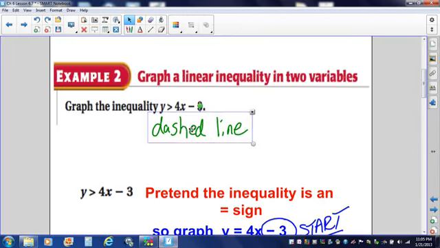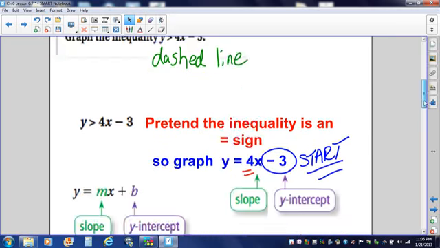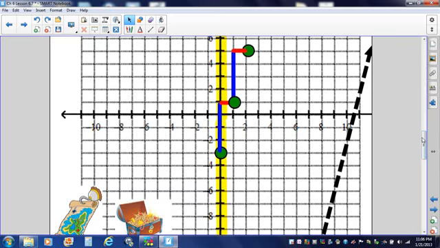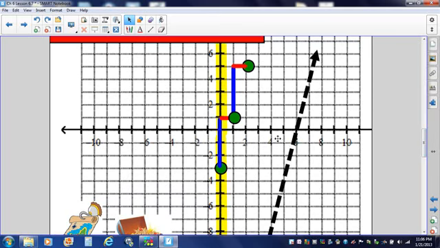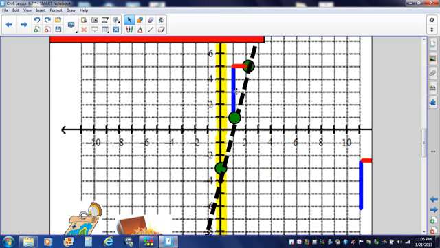Remember at the beginning we said this was going to be a dashed line because it did not have that little equal to underneath. So we will put a dashed line connecting the dots. And I'm just going to move my rise and run over here so it doesn't confuse you.